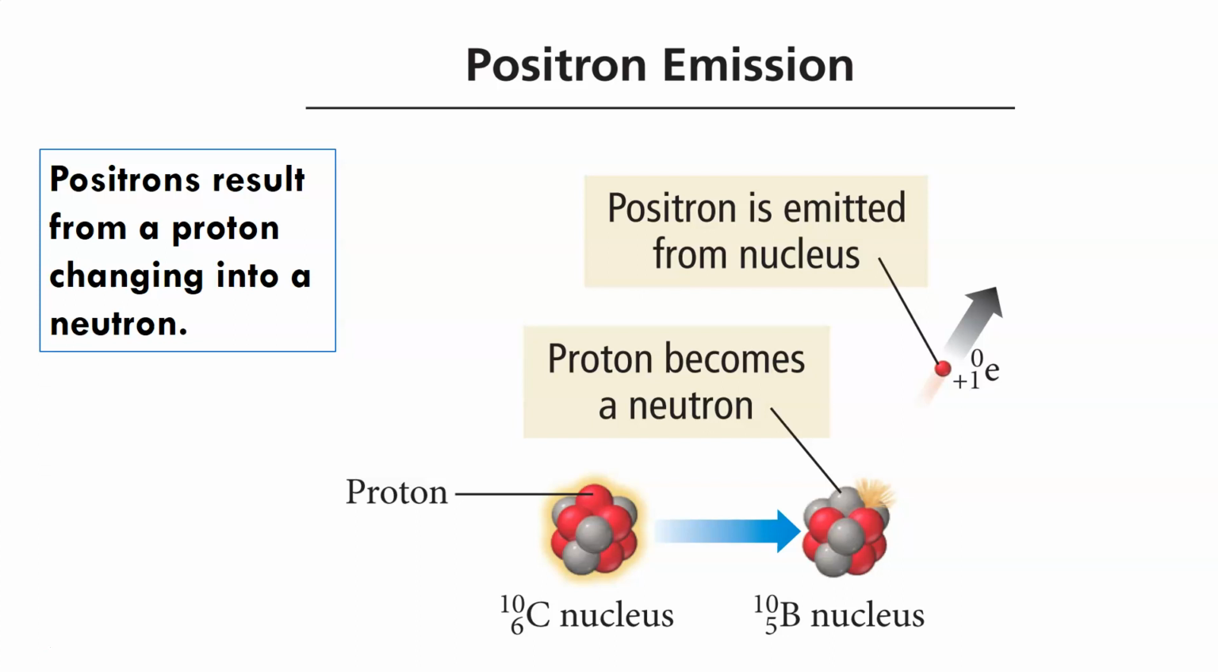So instead of a neutron becoming a proton, this is opposite. A proton is going to turn into a neutron. So we take a proton, divide it up into different pieces. The neutron stays inside the nucleus. The positron gets spit out towards us.